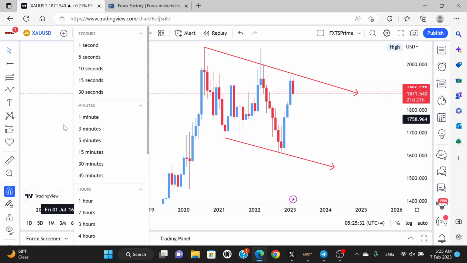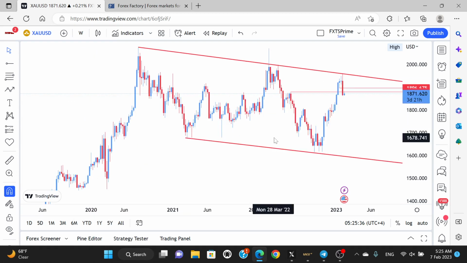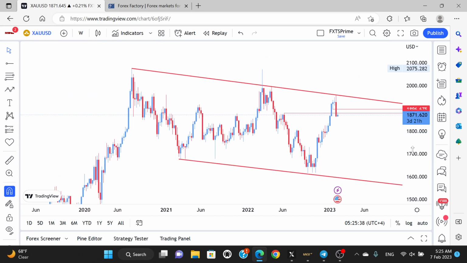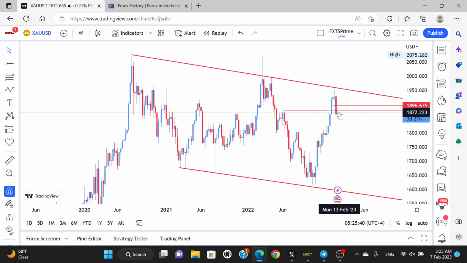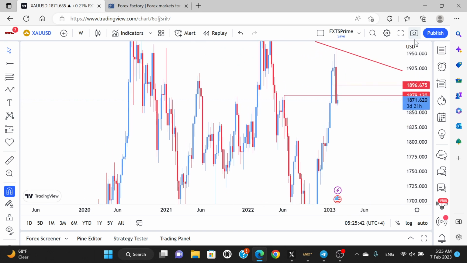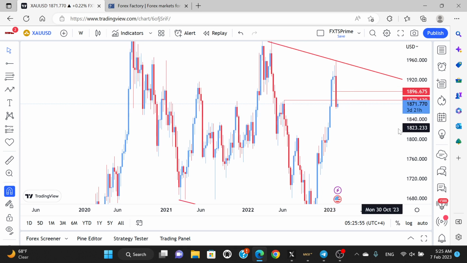Now if we drill down to the weekly time frame, as usual, we said yesterday that the price might retrace to 1879, and it has done that and retraced back. We have had a sell from the top, and we said also the price might retrace to 1896.67, and it's about to do that today.